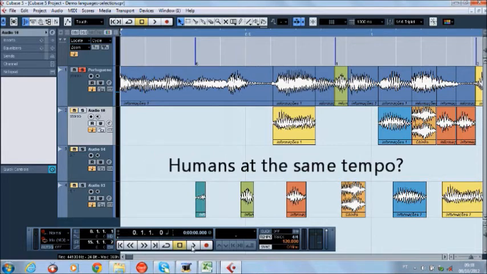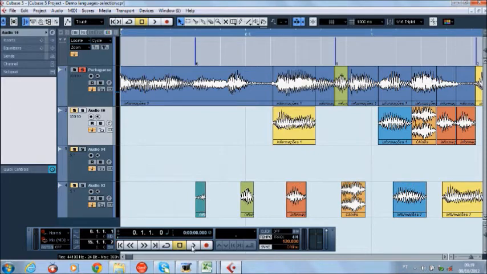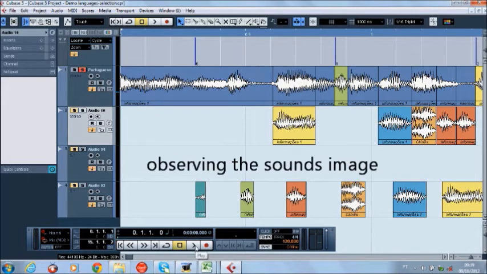So I began to listen to lots of recordings coming from all over the planet to see if we were following a pulsation, because we all know that there are rhythms in languages. And of course, the presence of rhythms presupposes that there is a pulsation. So now we're going to hear some Portuguese. This is a radio recording, and we're going to see the image so that we see if we may recognize some forms and try to isolate them so that we may see if there are mathematical relations between them.